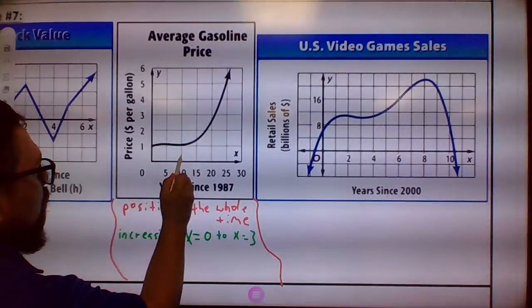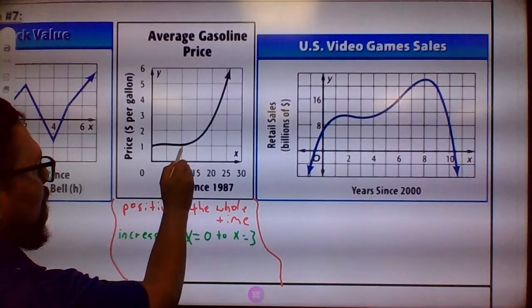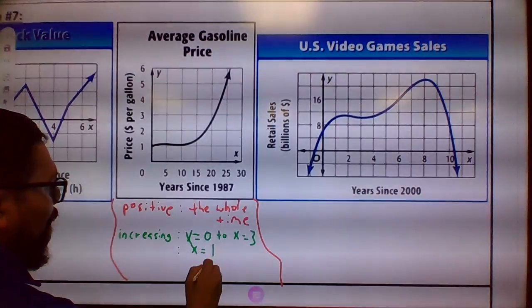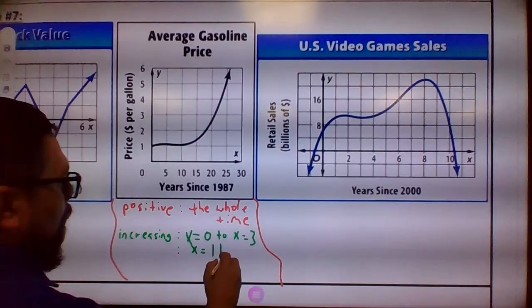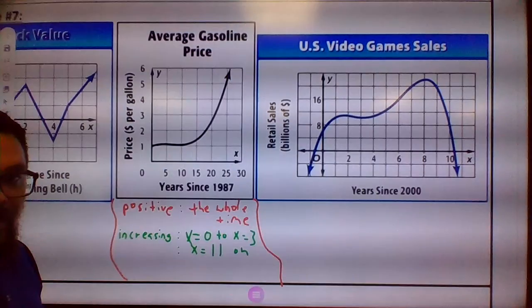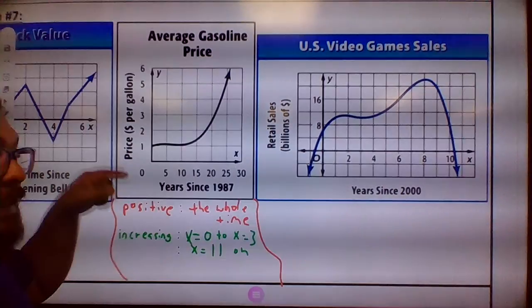So it looks like it starts increasing at about 11. So at x equals 11, x equals 11 on. So after 11, it's increasing. Okay, now let's look at decreasing.